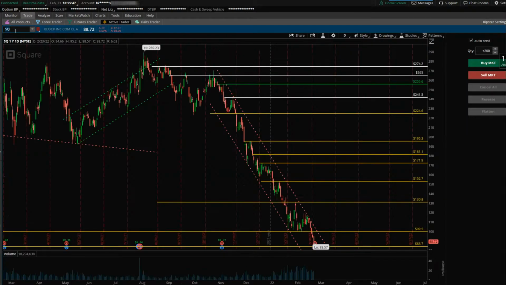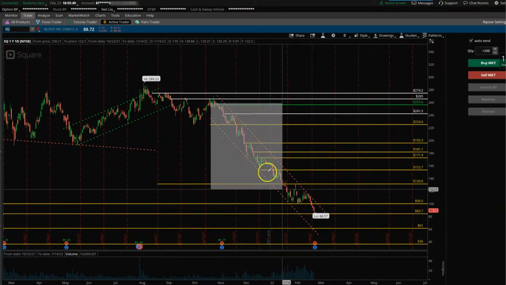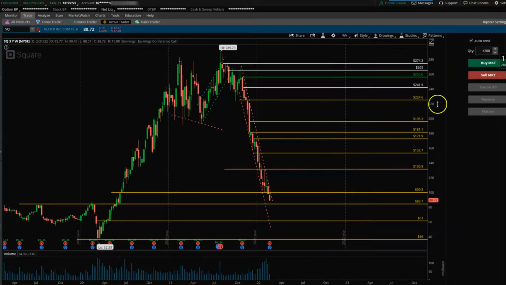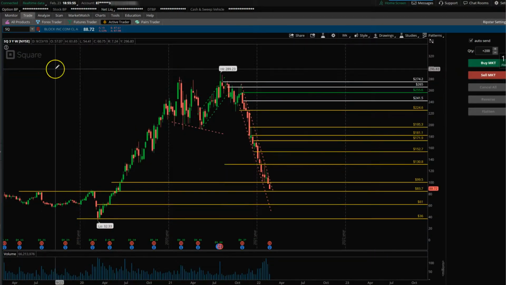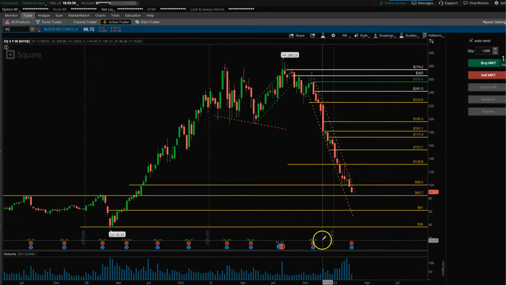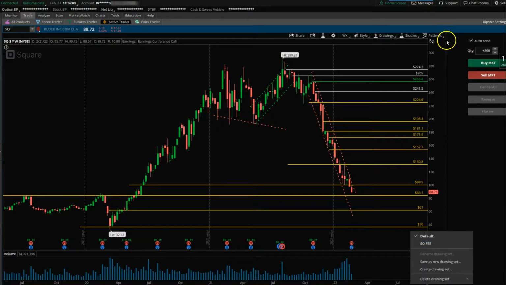Let's look at one more, Square. Oh my God, I really want to. I'm so tempted to get in this name, but I don't know. Annie has been telling me not to do that, but it just looks attractive at this level. I don't know, for some reason, but I know I've been burnt before trying to time the bottom. That's not something that lasts you long term.